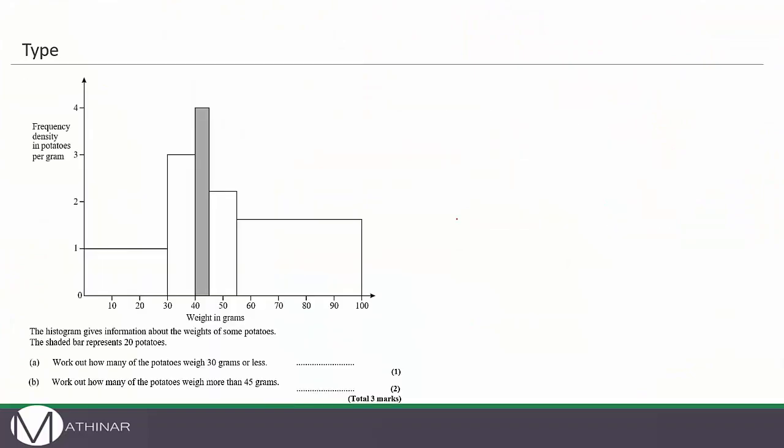Let's have a look at this one. So the histogram gives information about the weight of some potatoes. The shaded bar represents 20 potatoes. Work out how many of the potatoes weigh 30 grams or less. Alright, so we have a complete histogram here, but we don't have a table. So we need to produce a table.